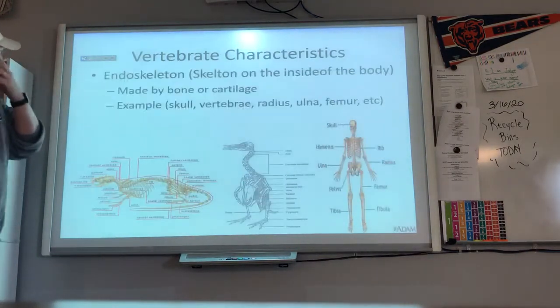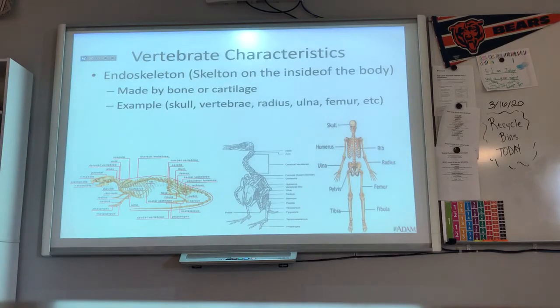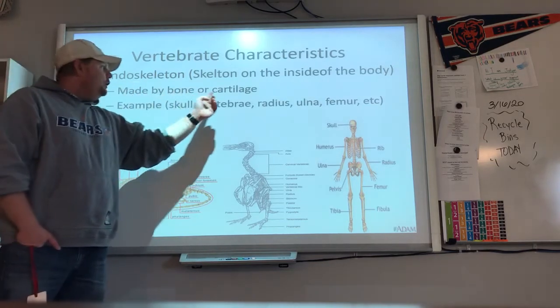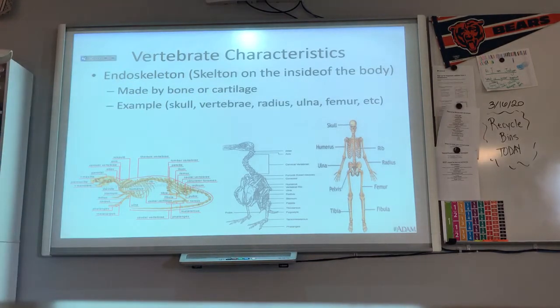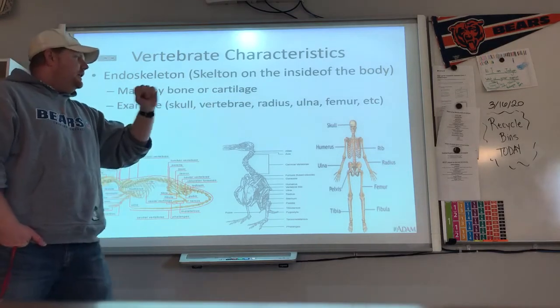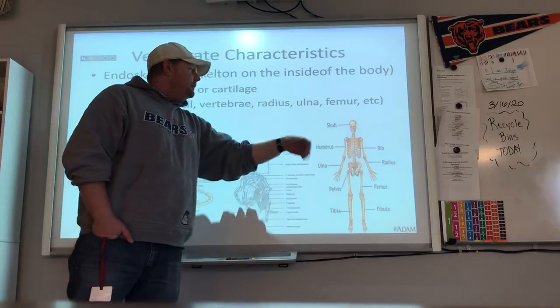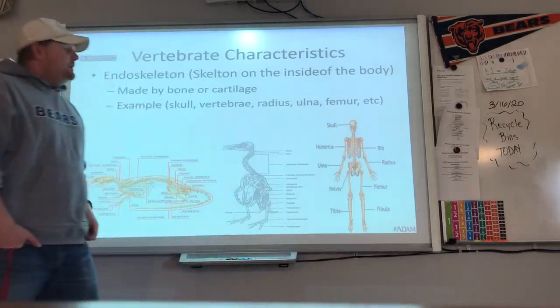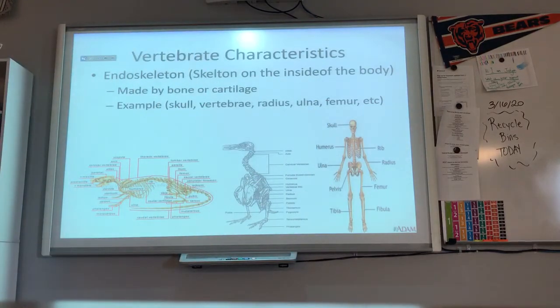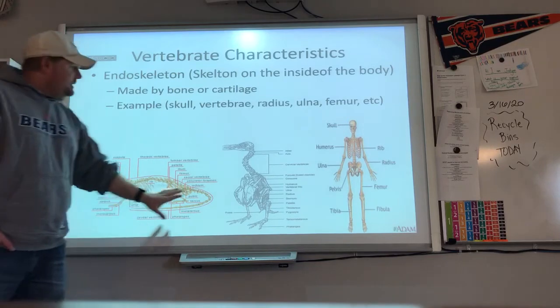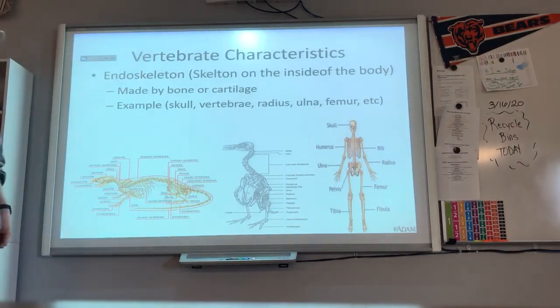Vertebrate characteristics. Endoskeleton, skeleton on the inside of the body. It's made by bone or cartilage. Examples of these bone types might be the skull, the vertebrae, radius, ulna, femur, and you've probably named many of the other ones for health. You can see them listed here, and you're going to see that there's a lot of carryover between many of our vertebrates.